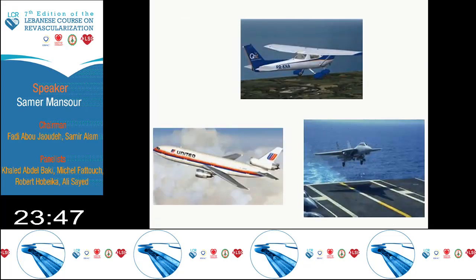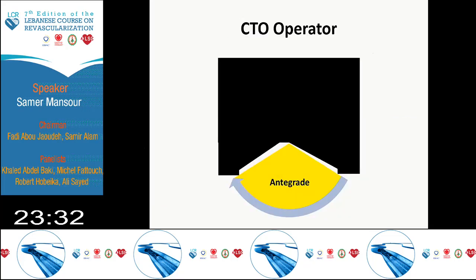To perform the CTO, you need to have a special mindset. You need to change the rules of the game that you will play. You cannot ask a pilot of a small jet to fly an F-16 plane. It's a different mindset, a different training, a different preparation that you need to have. And you cannot be only an antegrade CTO operator.